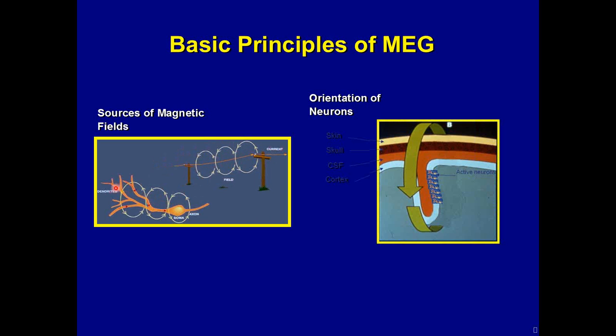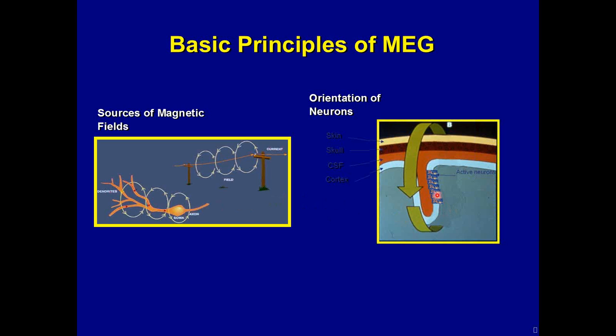That's true of a telephone wire. It's also true of a neuron. Now, unlike EEG, which is due to extracellular potentials, the MEG is actually generated by the current flow within the neurons themselves. In this case, from dendrite down to the cellular soma.